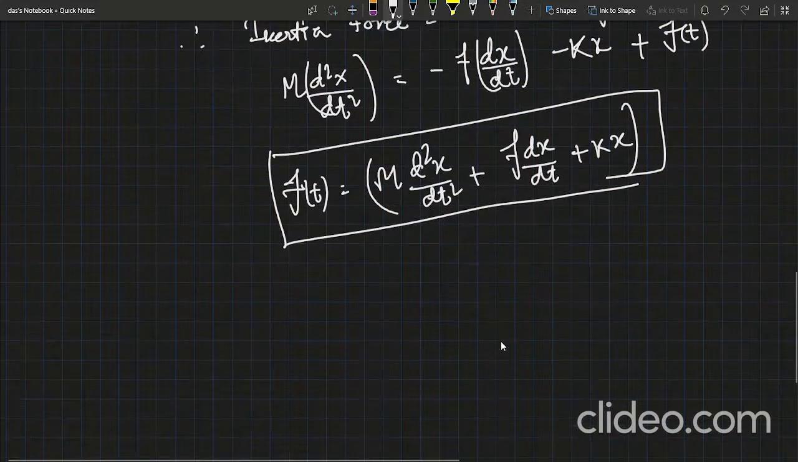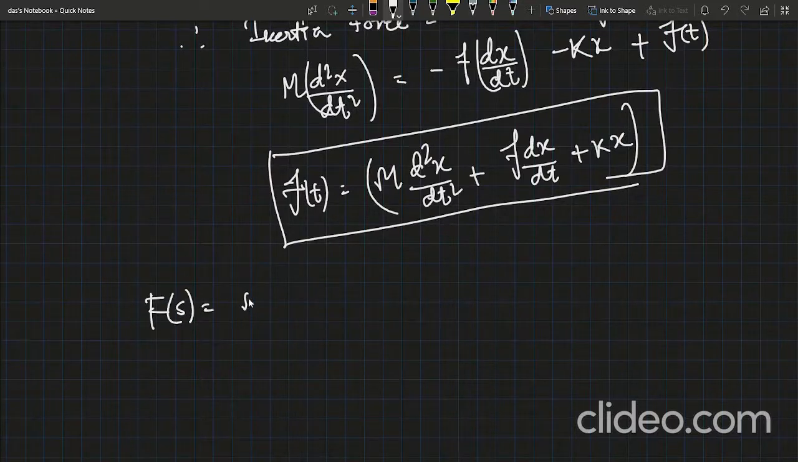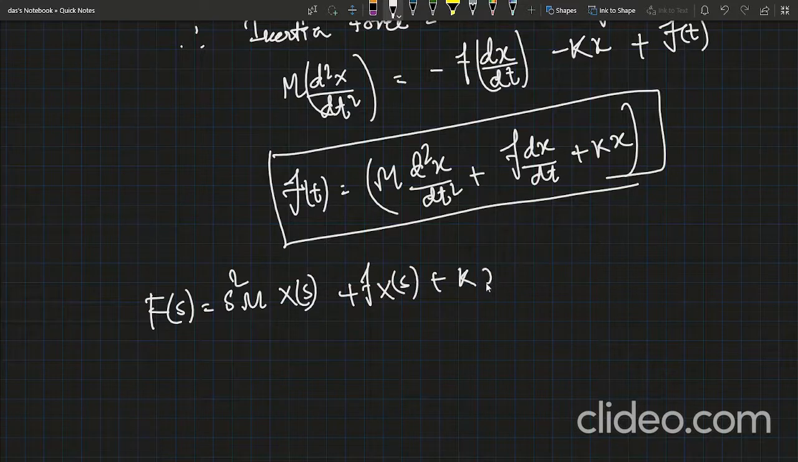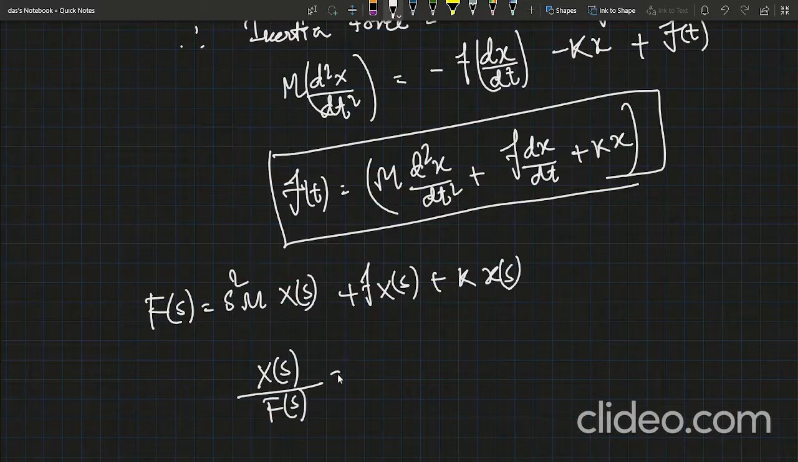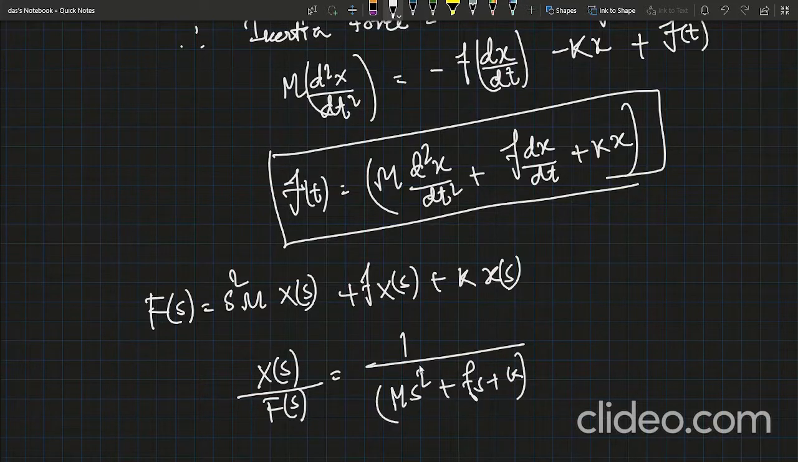Now we convert this equation into Laplace form. On the left-hand side this is equal to F(s), and what is the Laplace transform of a second order differential equation? It is s square, so m into X(s), because all initial conditions are equal to 0, and next f into sX(s) plus k into X(s). Now if we compute the transfer function, then this equals ms square plus fs plus k. So this is our transfer function related to the mechanical system.